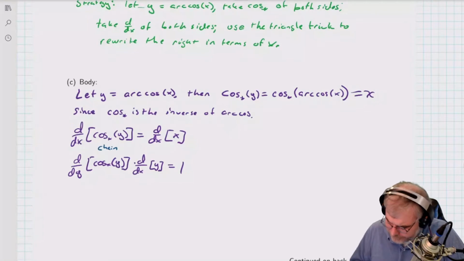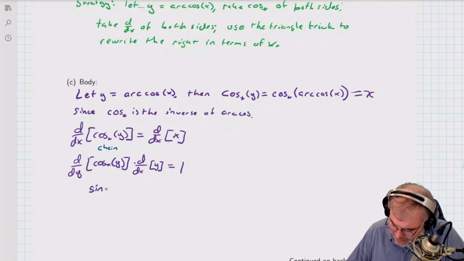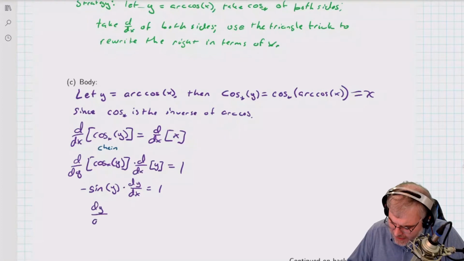And then that means that negative sine, that detail is important. The fact that the derivative of cosine is negative sine and not sine, that's very important. Times dy over dx equals 1. Which means that dy over dx equals negative 1 over sine of y.